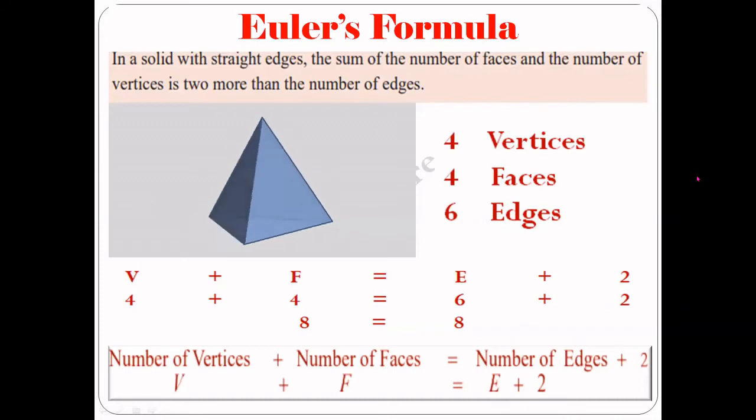V plus F equals E plus 2. That is the formula. Here, V represents vertices, F represents faces, E represents edges. Then V plus F equals E plus 2. This is a formula.